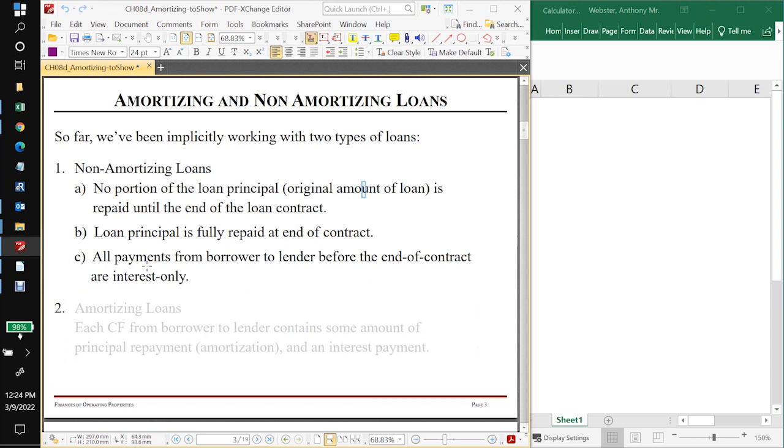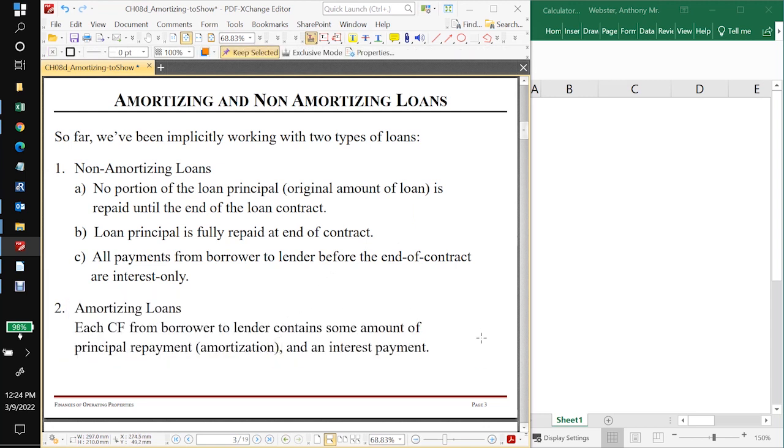And also, this implies that all payments from the borrower to the lender before the end of the contract are going to be interest-only payments. So we've sort of separated out the interest payments from the repayment of the loan principal or the face value. The second type of loan that we've been looking at are called amortizing loans, although we haven't called them that. And in these cases, every cash flow from the borrower back to the lender contains some amount of principal repayment, and that's called amortization, and some portion of interest payment. So with these loans, the two pieces are intermingled in each payment.